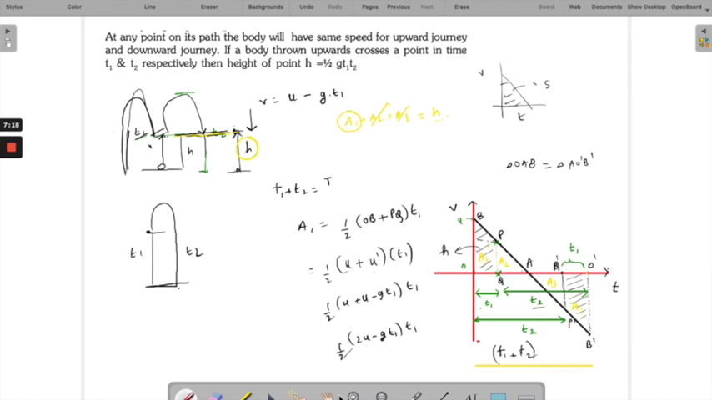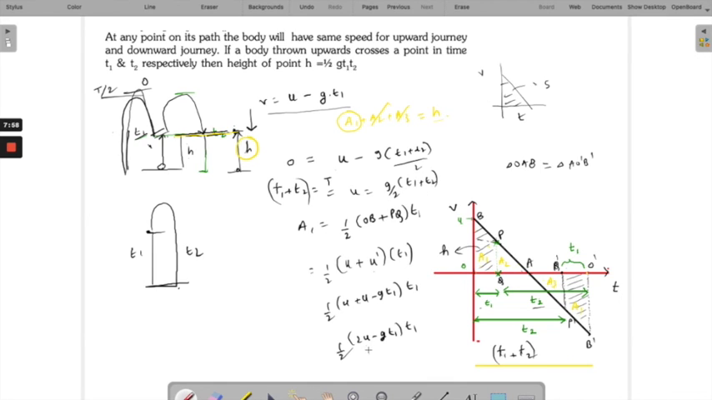Now, what is the value of u? I know that the total time of flight is capital T, and I also know that the object reaches the topmost point at a time of T by 2, which is the time of flight by 2. The velocity becomes 0 at the topmost point, so if I use the same equation, I get 0 equals u minus g into t1. In this case, the time after which the velocity becomes 0 is capital T by 2, which is t1 plus t2 by 2. Which means u should be equal to g by 2 into t1 plus t2.